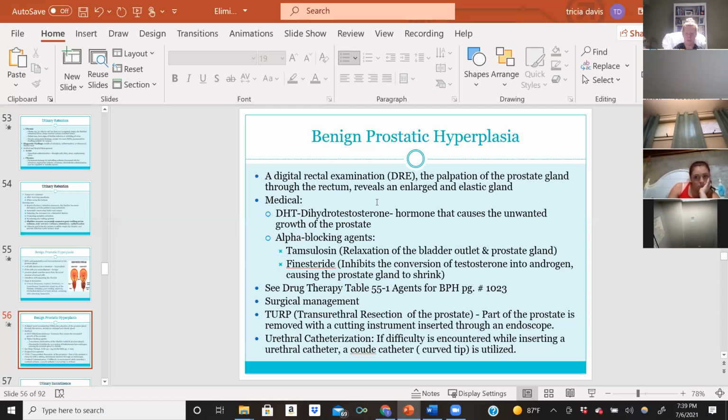We can do something called a TURP. I've seen this several times. It's a transurethral resection of the prostate. This is where part of the prostate is removed with a cutting instrument inserted through an endoscope.